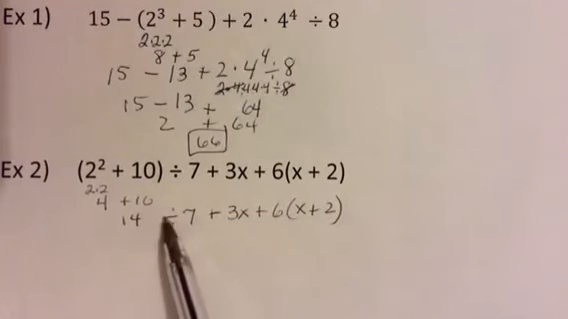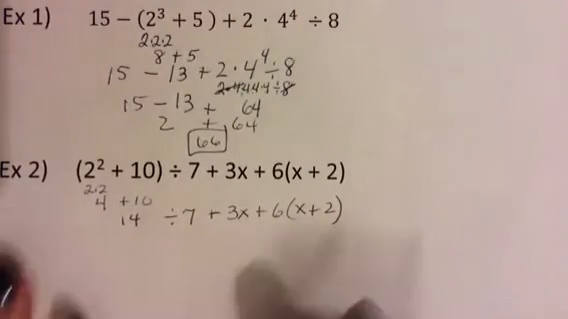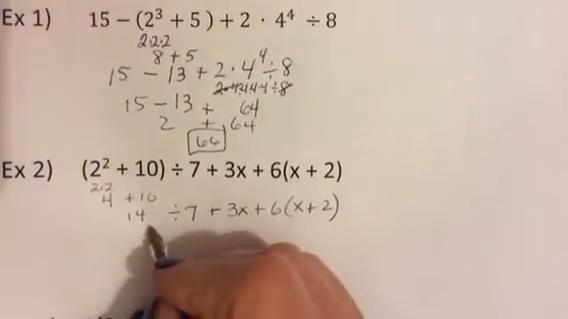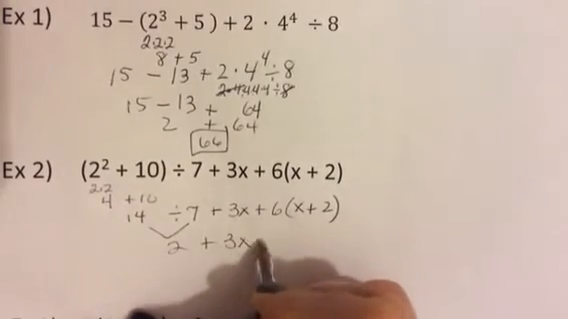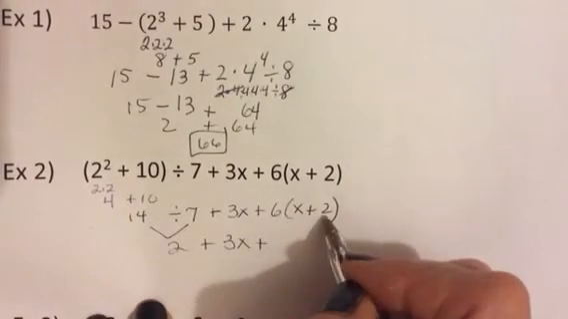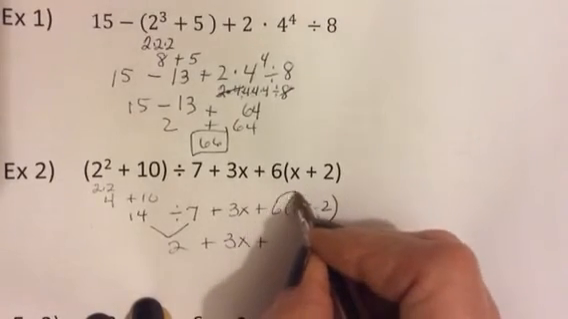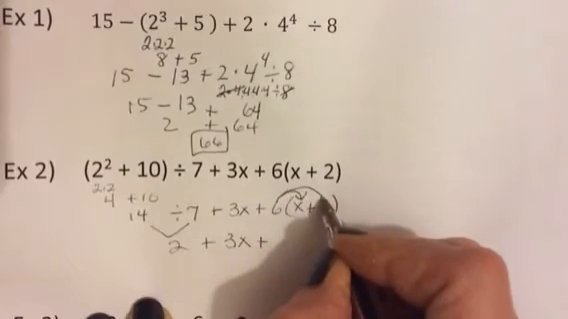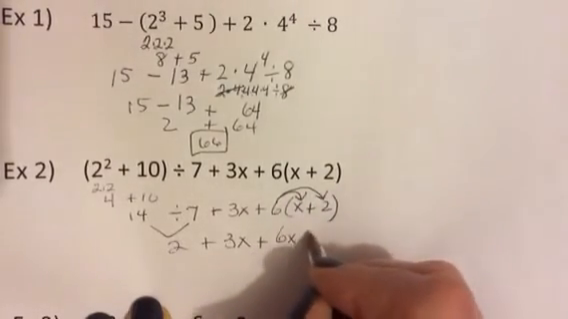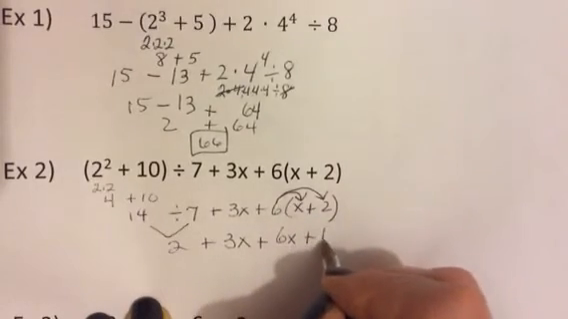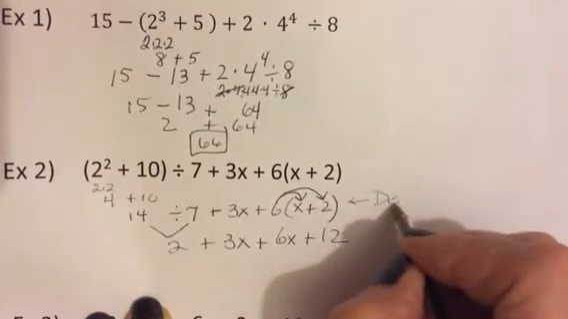Well, here I divide, this is addition, addition, and then here's some more multiplication. So I can do these two separately. So I'm going to go 14 divided by 7 is 2, plus 3x, plus, now I can multiply 6 times x plus 2. What property would I use there? I would use the distributive property. Even though I can't combine them, I can distribute that 6 and say 6 times x is 6x, plus 6 times 2 is 12. So right here I just used the distributive property.